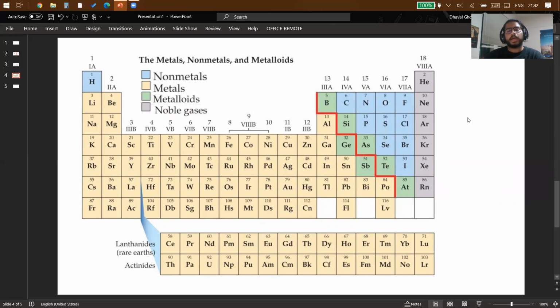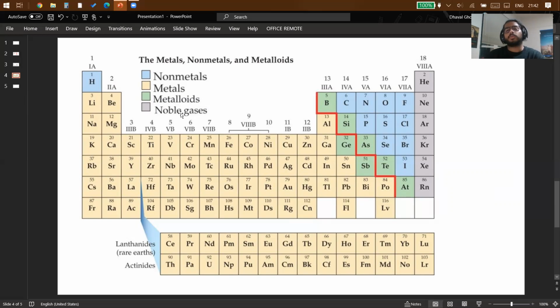The reason we have this categorization is because it's very broad, but one thing in common is all metals have similar physical properties. So do all non-metals and all metalloids. And so the next slide talks about that.